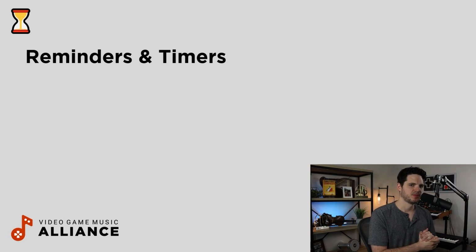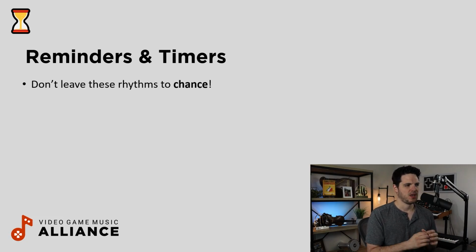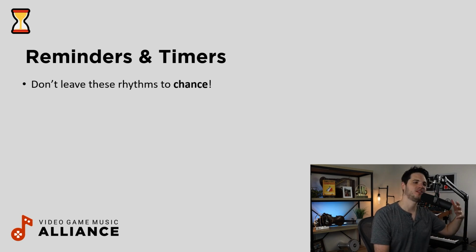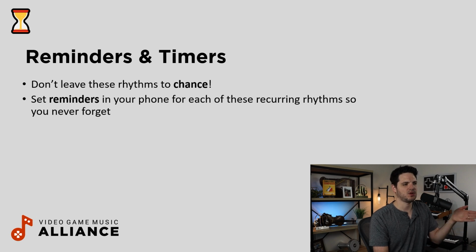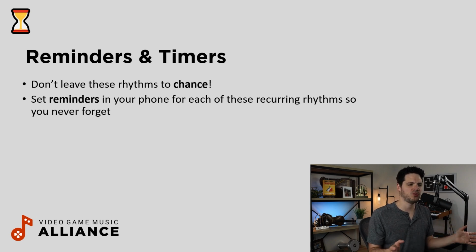Last but not least, reminders and timers. The greatest thing I ever did for myself in the realm of productivity was I started setting reminders on my phone. What this does is it removes leaving these rhythms to chance. Because everything we just talked about, from the annual to quarterly to monthly to weekly to daily, there's no way that you're just going to remember to do them all. It's too much. So instead, set reminders on your phone or an app or whatever you need to work, or maybe on paper, right?